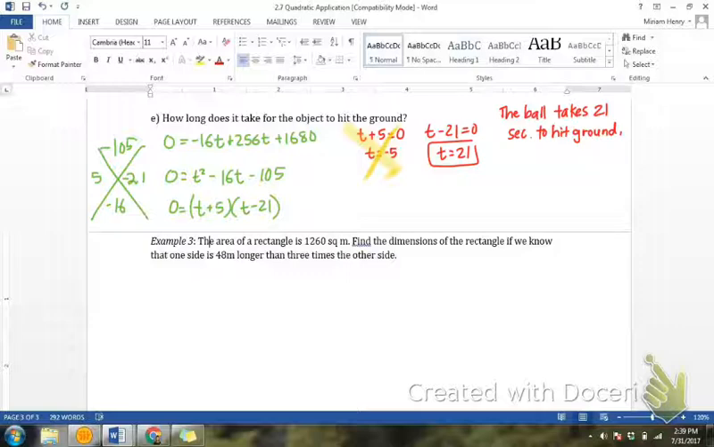Okay, questions on letter E before we get to the last one? We're almost there.